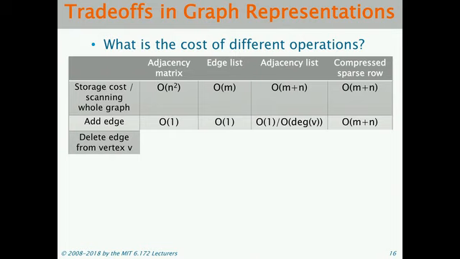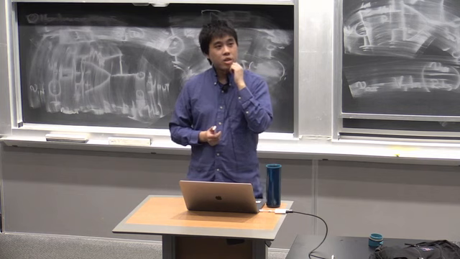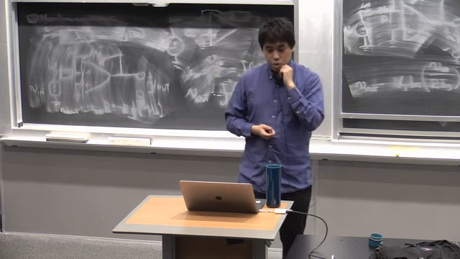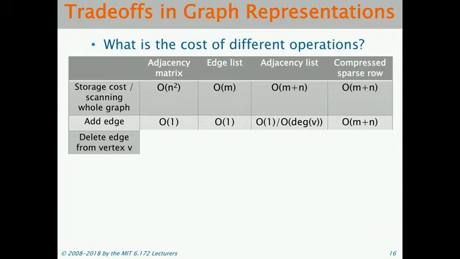What about for deleting an edge from some vertex v? So for our adjacency matrix, it's going to be constant time because you just randomly access the correct entry and flip the bit from a 1 to 0. What about for an edge list? Oh, then you get to iterate through the list. Yeah, so for an edge list, in the worst case, it's going to cost us order m work because the edges are not in any sorted order, so we have to scan through the whole thing in the worst case to find the edge that we're trying to delete.